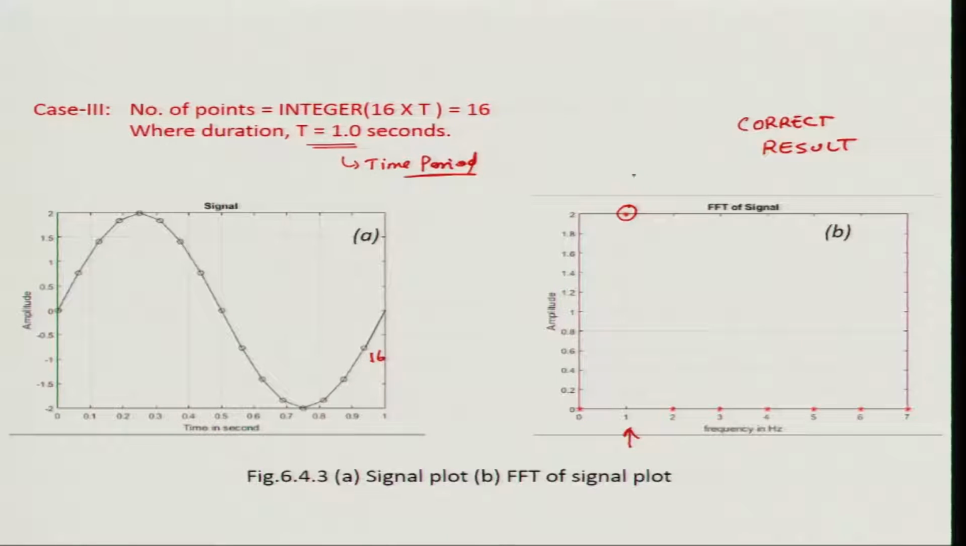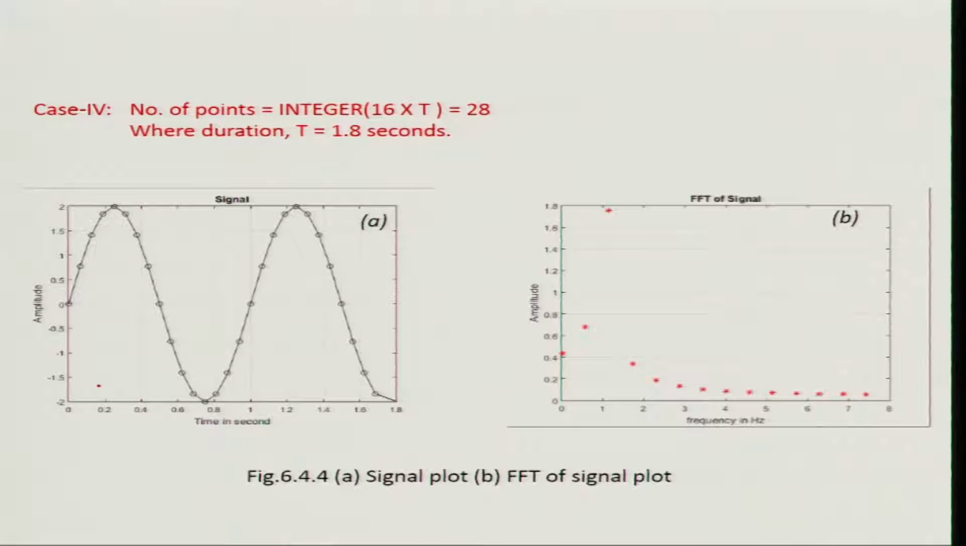So, when do I get a correct result? If the duration of time equals the time period. Okay. Now, in this case, this is one complete cycle and this is maybe 1.5 cycles, right. What do I get? I get a peak of 1.8 at 1 hertz, but I get some other points also.